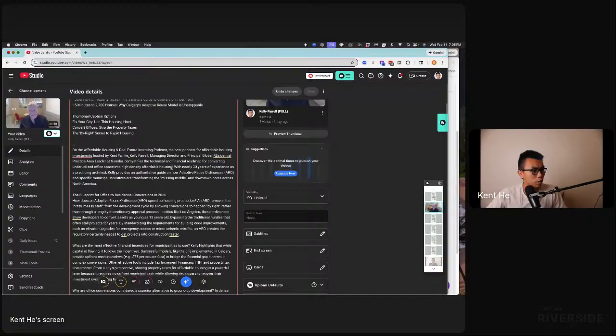Demystifies the technical and financial hurdles to convert underused offices into high-density affordable and workforce housing. Authoritative guide on how adaptive reuse units, specific municipal incentives, the financial missing middle and downtown cores across.